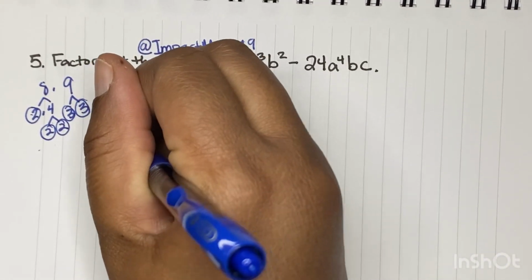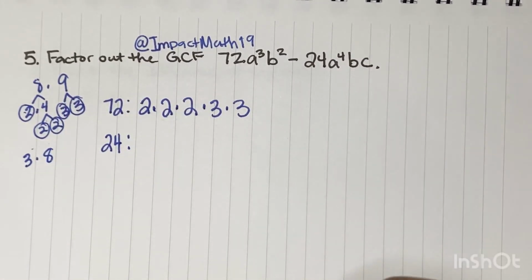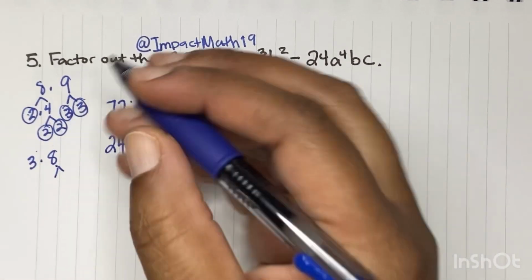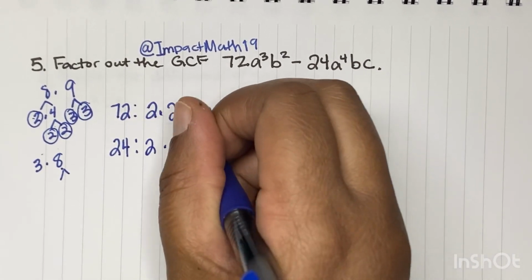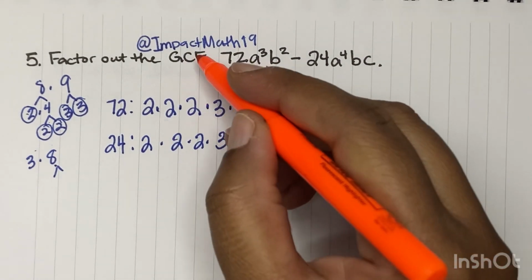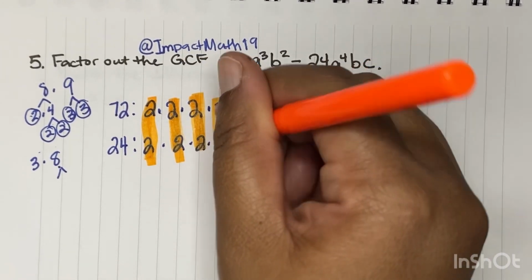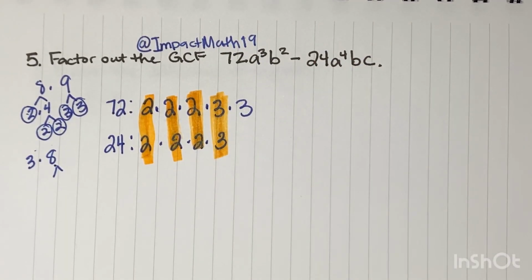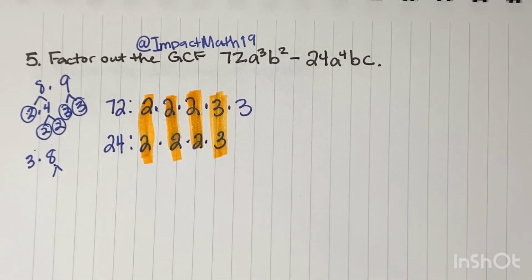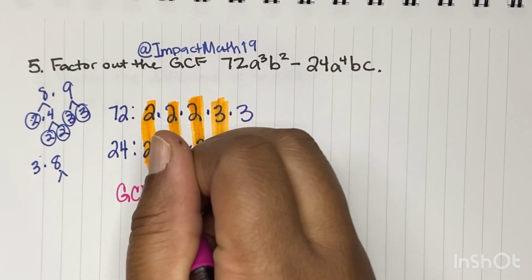Now let's do 24. 24 is 3 times 8, okay? So we already know 8 right here, right? So we have 2 times 2 times 2 times a 3. And we're looking for what they have in common. So they have a pair of a 2 here, another pair of a 2, another pair of a 2, and a 3. So the GCF is going to be 24. For the numbers, it's 24.